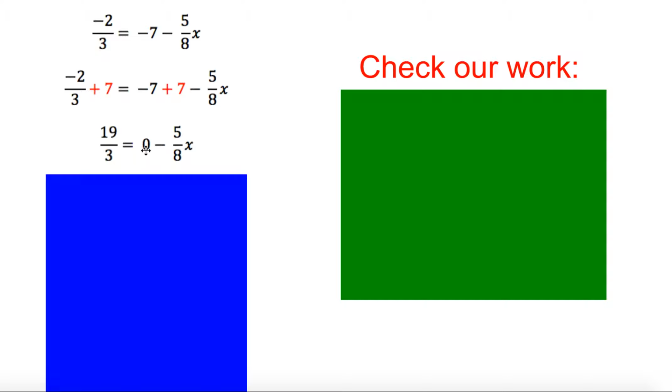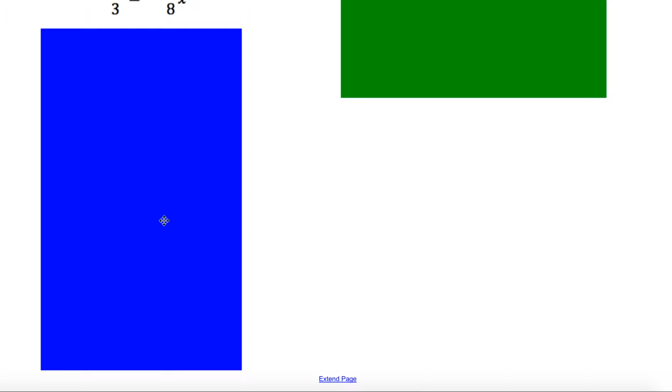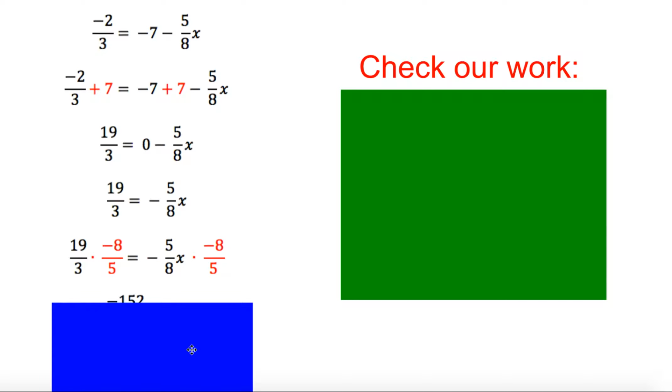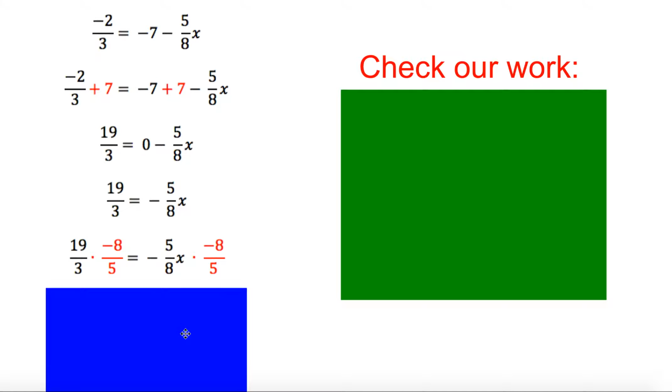Well, since 0 plus negative 5/8 x is the same thing as negative 5/8 x by our identity property, we could simplify this so we just have 19/3 is equal to negative 5/8 x. Well, we want to get rid of this negative 5/8 and just have our 1x. So we know in order to get to our identity of 1, we're going to have to multiply by the reciprocal. So if I have negative 5/8, our reciprocal is going to be negative 8/5.